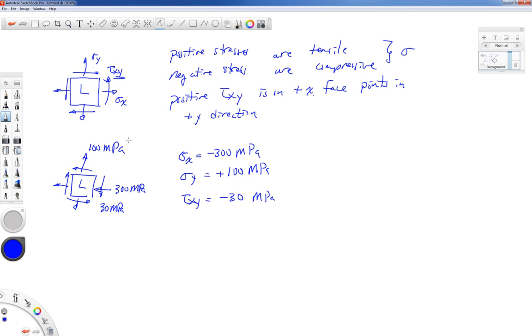All right, let's take a look at another question. Sometimes we know what the strains are in the material, and we want to find out what the stresses are.